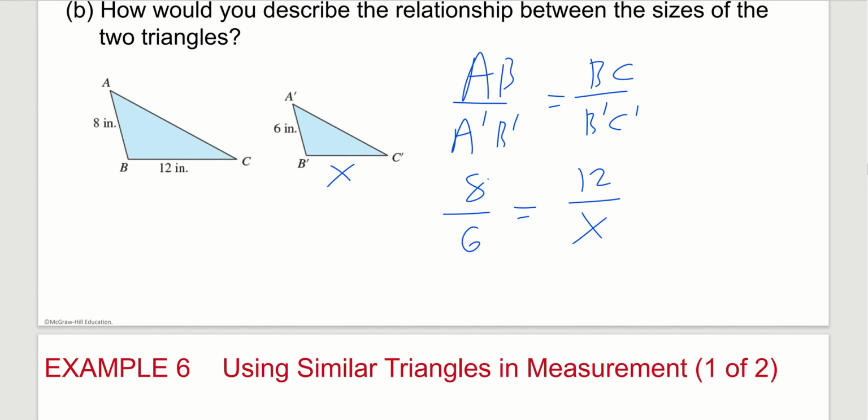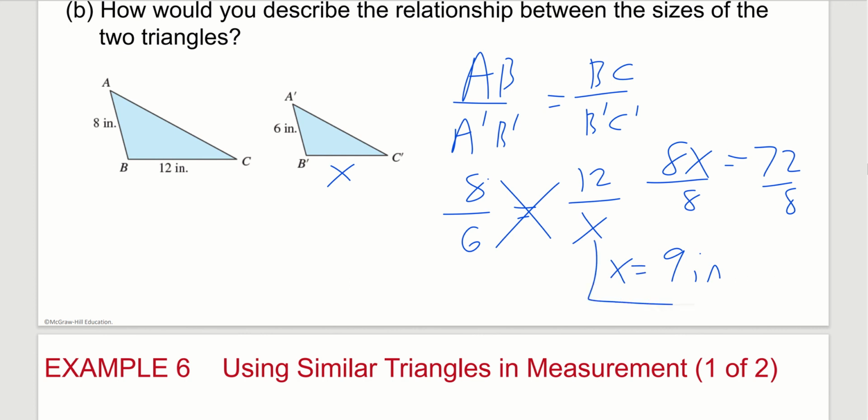If we set this up, we get a proportion just like we did in the last chapter. We can solve this by cross multiplying. We do 8 times X is 8X. 12 times 6 is 72. And to get the X by itself, divide both sides by 8. And we would find that the measurement of B prime C prime would be 9 inches.